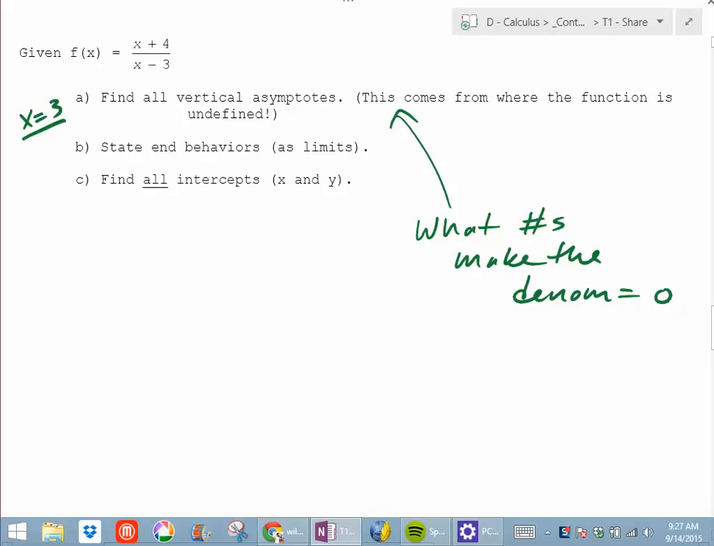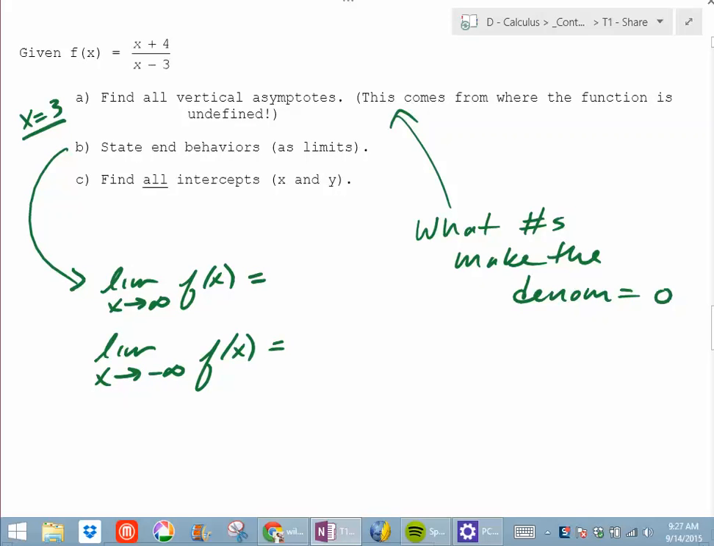Fantastic. State end behaviors. The end behaviors are what happens when x gets infinitely big or infinitely positive and big or infinitely negative and big. So for B, it's the limit as x goes to infinity of f of x. And what's the other one? Negative. Exactly. Negative infinity of f of x.